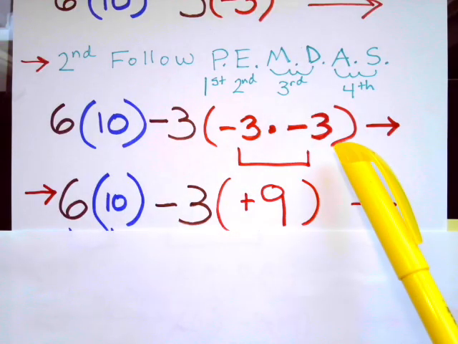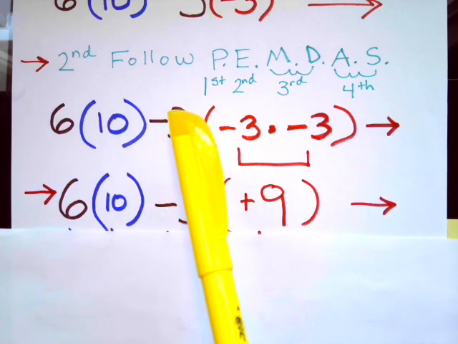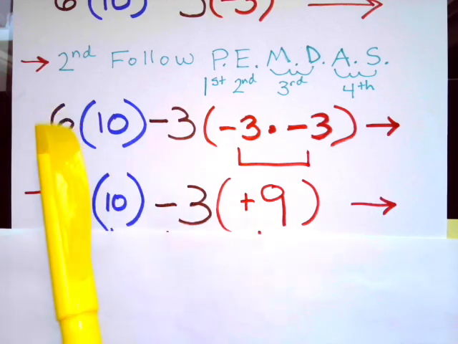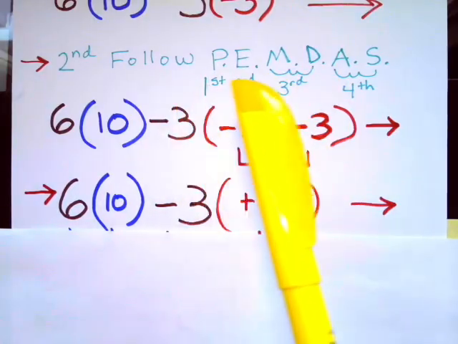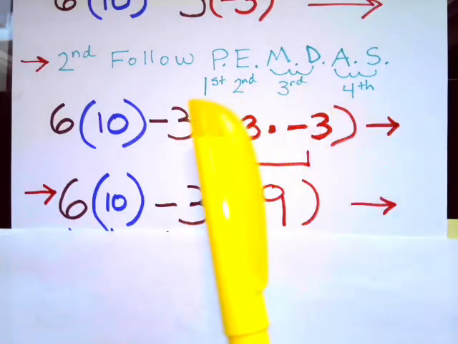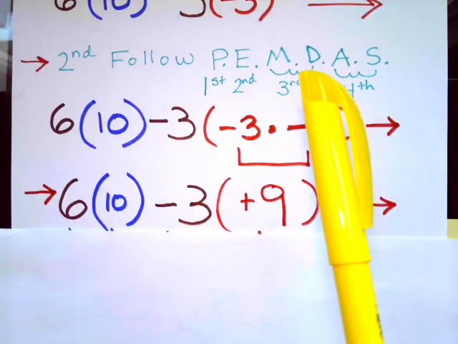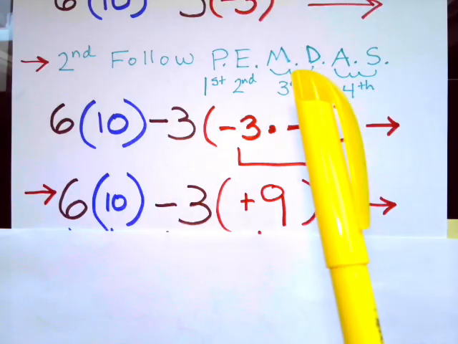Negative 3 times a negative 3 is a positive 9. So now, I just rewrite the negative 3, the 10, and the 6. I just rewrote these because we're going to simplify one at a time based upon the order of operations. Here was exponents. We simplified the exponents. Next in the order of operations, multiply or divide. Right? Both of these are tied, multiply and divide.